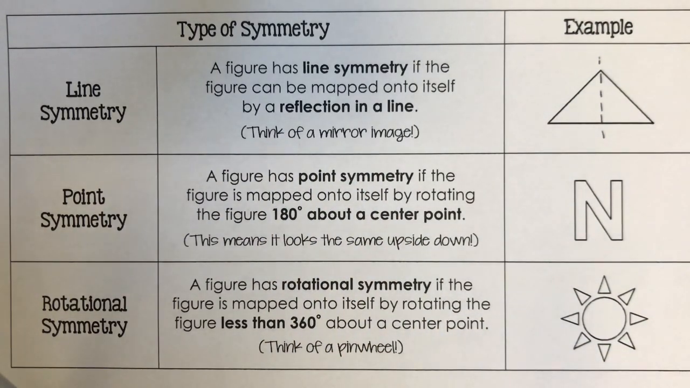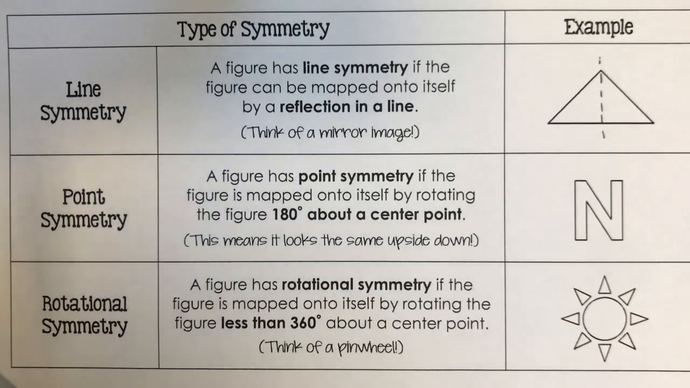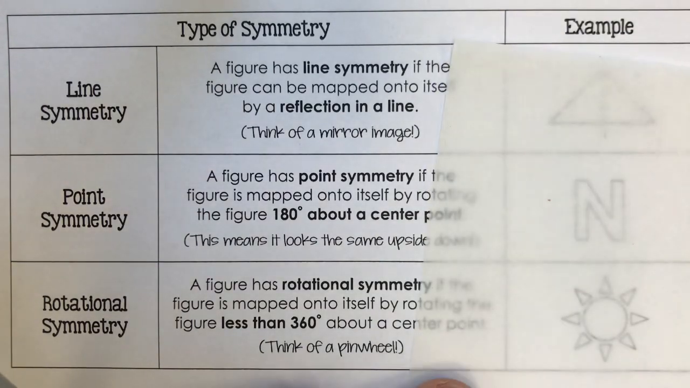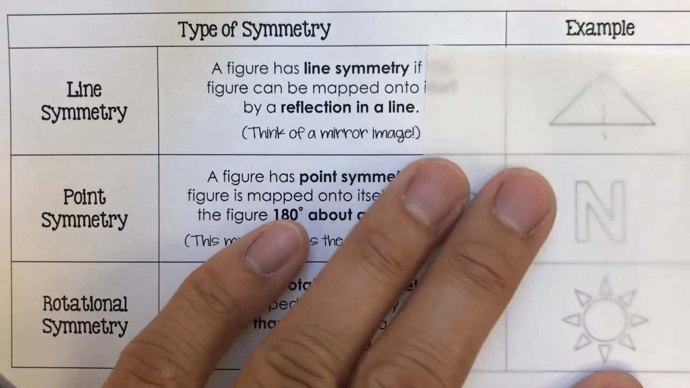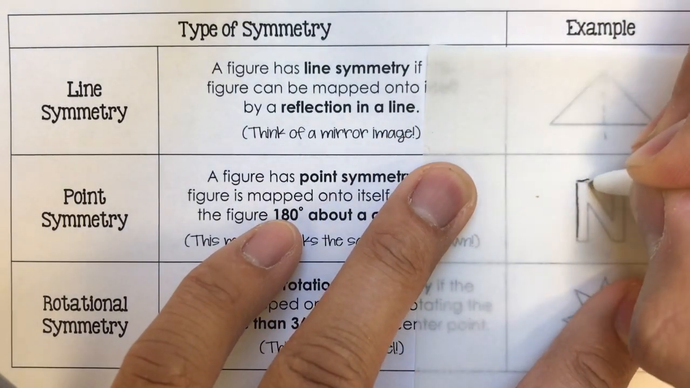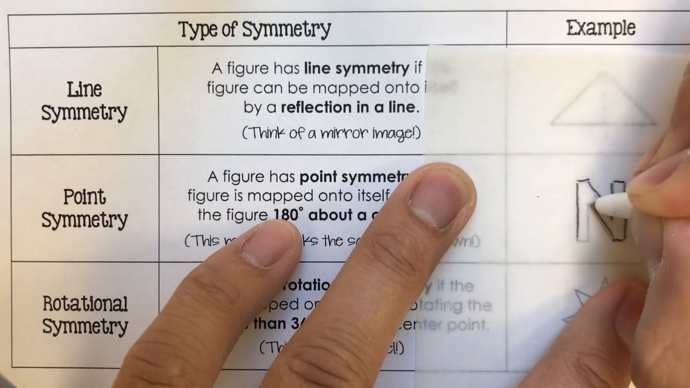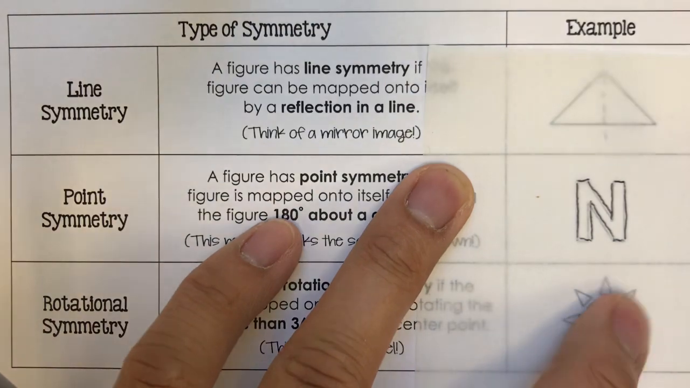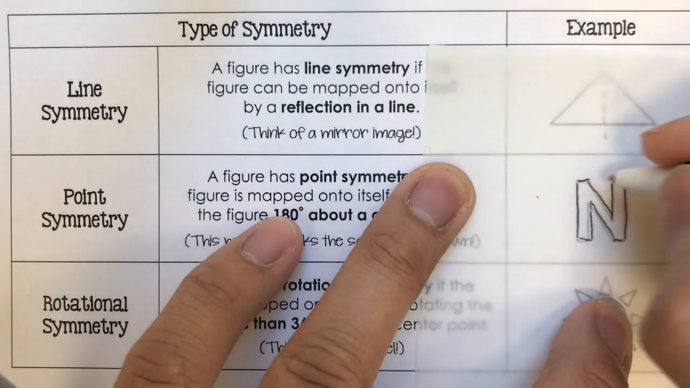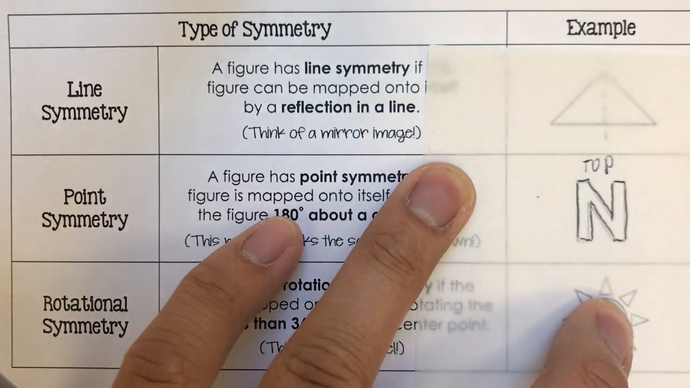Point symmetry means that if I take this and I rotate it 180 degrees, then it will look the same upside down. And so I'm going to use this transparent paper here. If I trace this N, right, so here's the N, if I trace it there, this is the top.